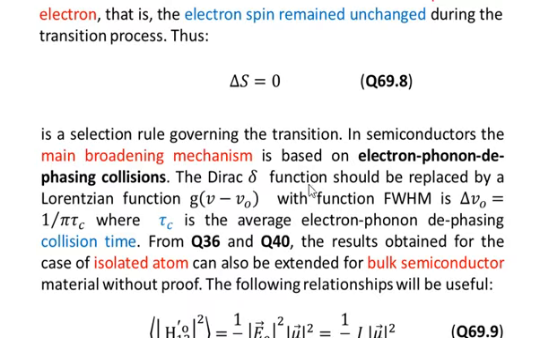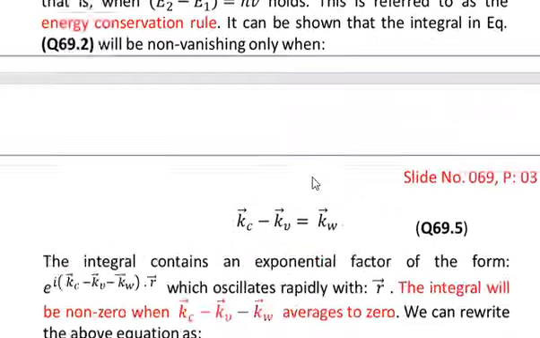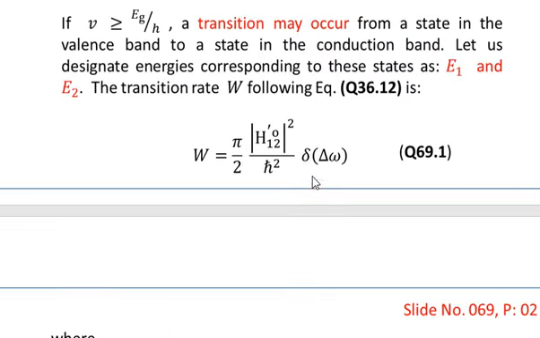The Dirac delta function should be replaced by a Lorentzian function g of nu minus nu naught, with full width at half maximum delta nu naught, and delta nu naught is equal to 1 over pi tau c. So you see that we are going to replace the delta function. Where is the delta function? You see that the delta function appears over here in equation number 69.1.